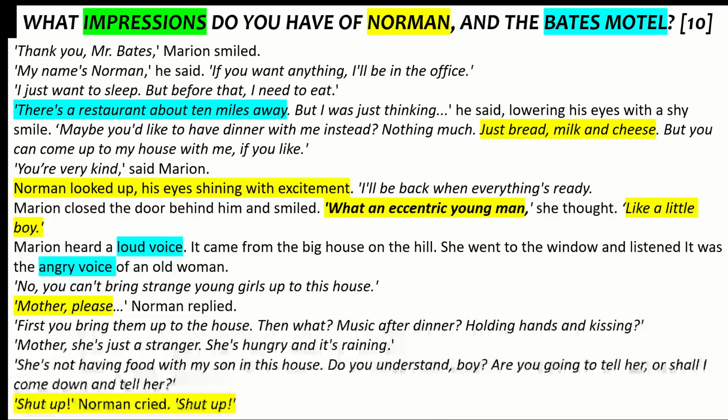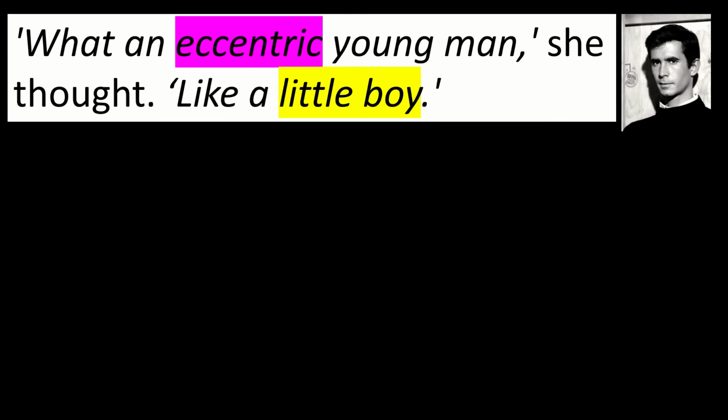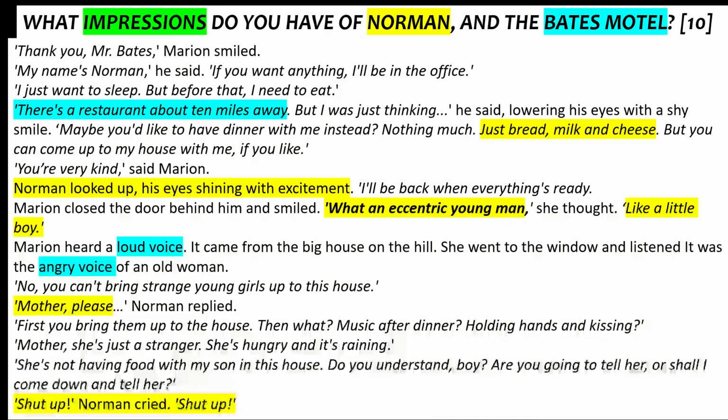Norman looking up, his eyes shining. Again, that's a little bit of a boyish thing. And what an eccentric young man, like a little boy. We'll talk about that in a second. And then towards the bottom, a bit of a change in Norman, where even though he seems a bit strange, but quite a nice guy, when he meets his mother, it sort of changes. He becomes very whiny, even more immature. And the verb at the bottom, cried, it's not Norman replied. Even though he's saying shut up to his mum, it's not saying Norman yelled or Norman shouted. Cried, again, links back to being almost like a baby.